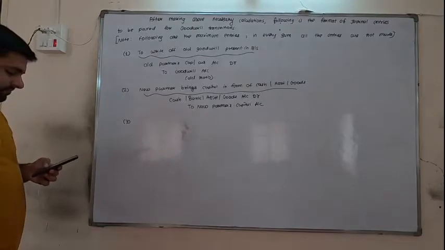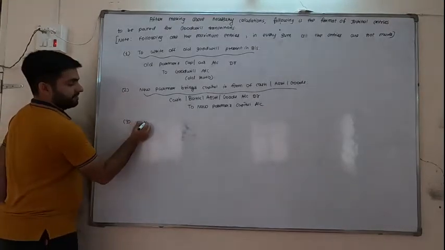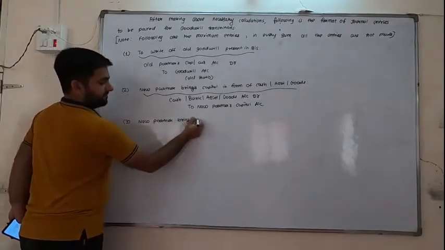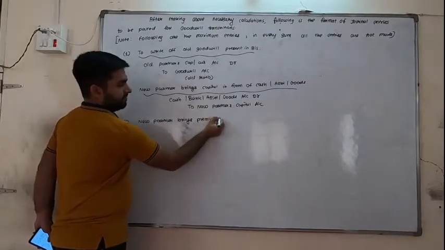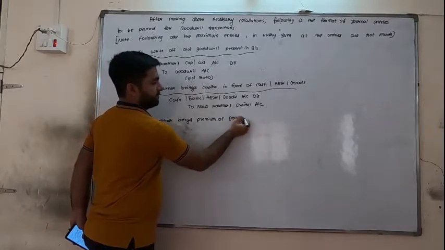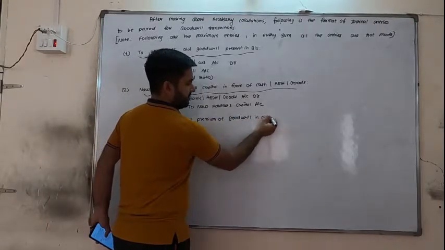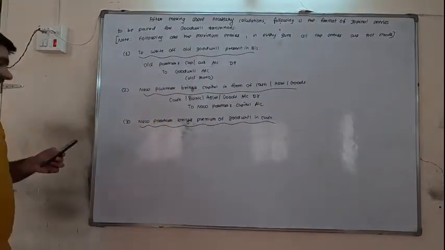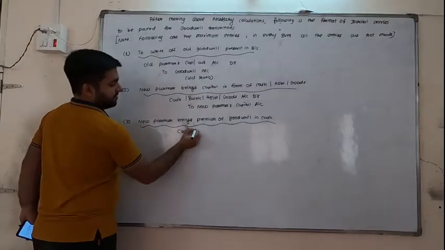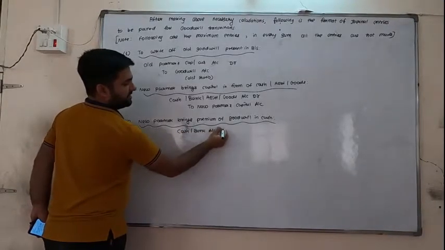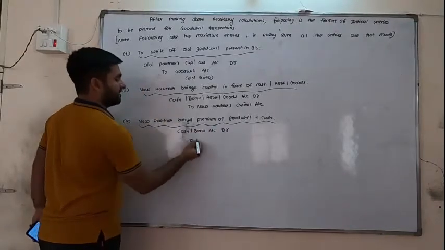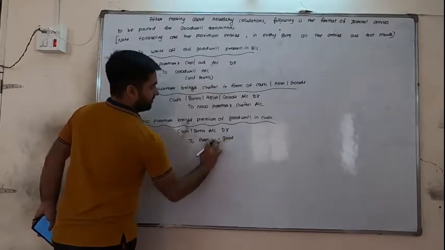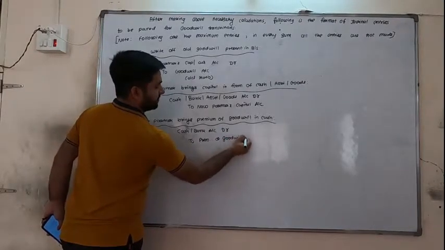Number 3. New partner brings premium of goodwill in cash. The third entry is regarding when a new partner is bringing premium of goodwill in cash. Cash or bank, now always the word cash or bank will be used. Cash or bank account debit to premium for goodwill account.